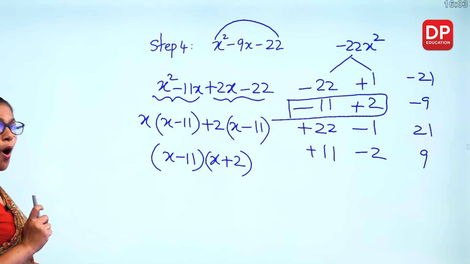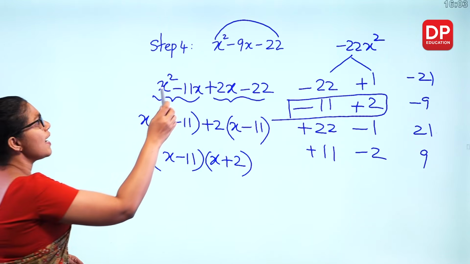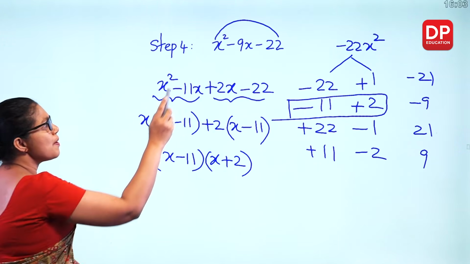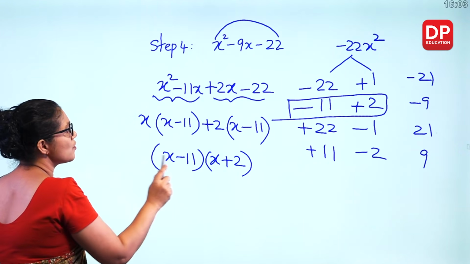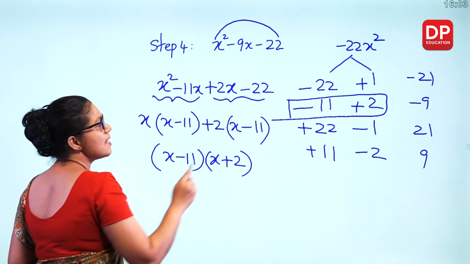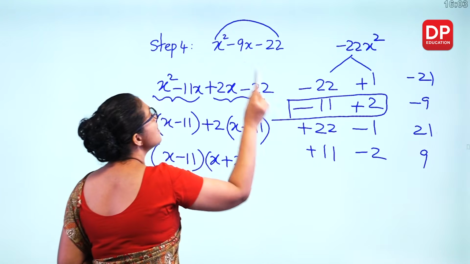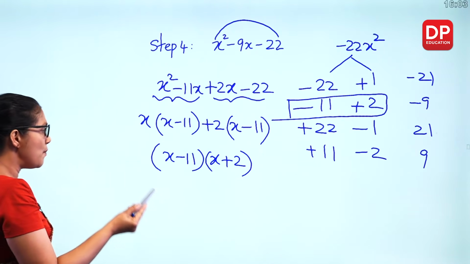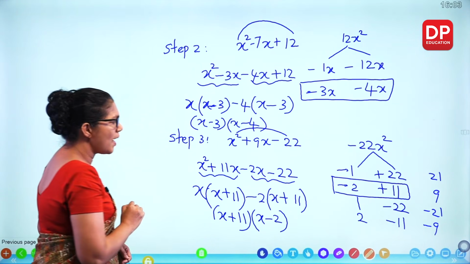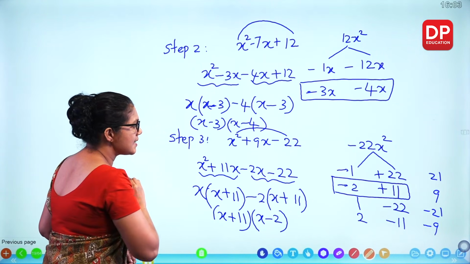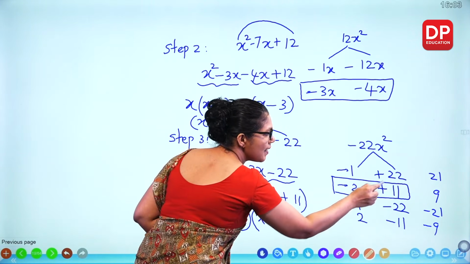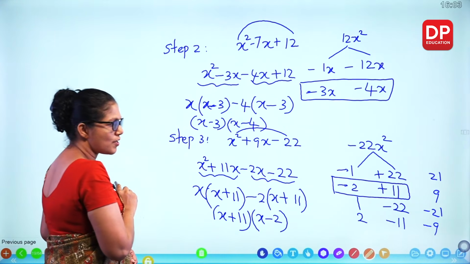So when you observe this, look at this example. The last term is negative and the middle term is negative. So here, when you take the two factors, the largest number is negative. When we look at the previous example, in this one the last term is negative and the middle term is positive. So what's the largest number there? The largest number is positive.